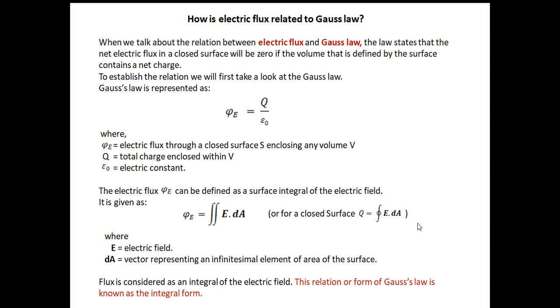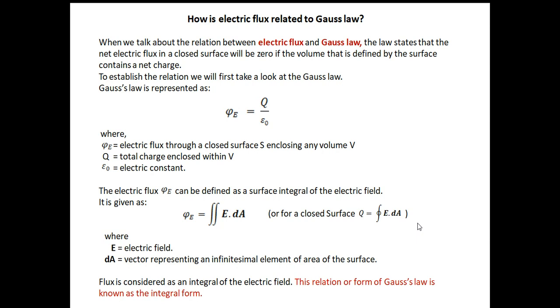Gauss's law is simply written, without using any integration, as phi E is equal to Q upon epsilon 0, where epsilon 0 is the electric constant, which I mentioned: 1 upon 4 pi epsilon 0 or 1 upon epsilon 0 being constant quantities, we will call it the electric constant. Epsilon 0 is the permittivity of free space.